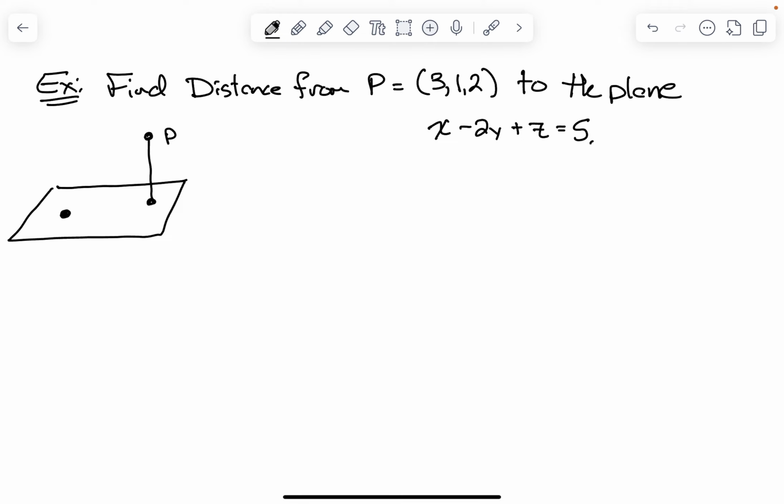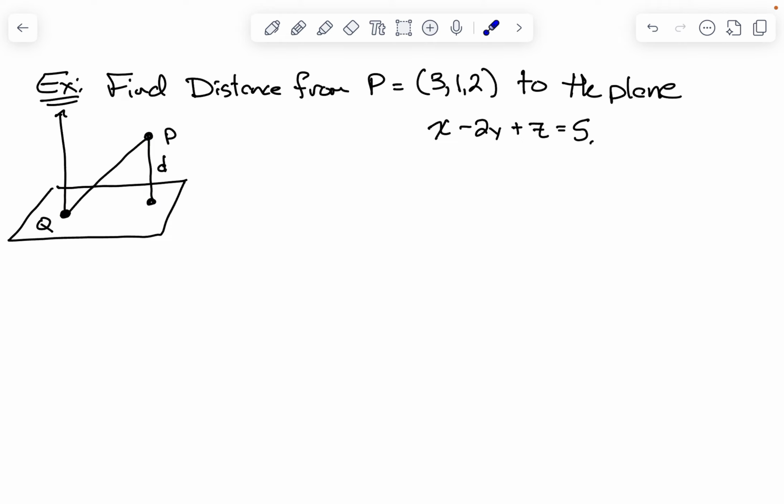Here's some other point, and I'm going to draw the normal vector coming off of there. Now, the length of this is the distance we want. So we're going to look at the vector from the point Q to P, and if we look at the projection of this onto the normal vector, it's going to project back to here and give us this vector here, which has the same length as the distance that we're looking for.